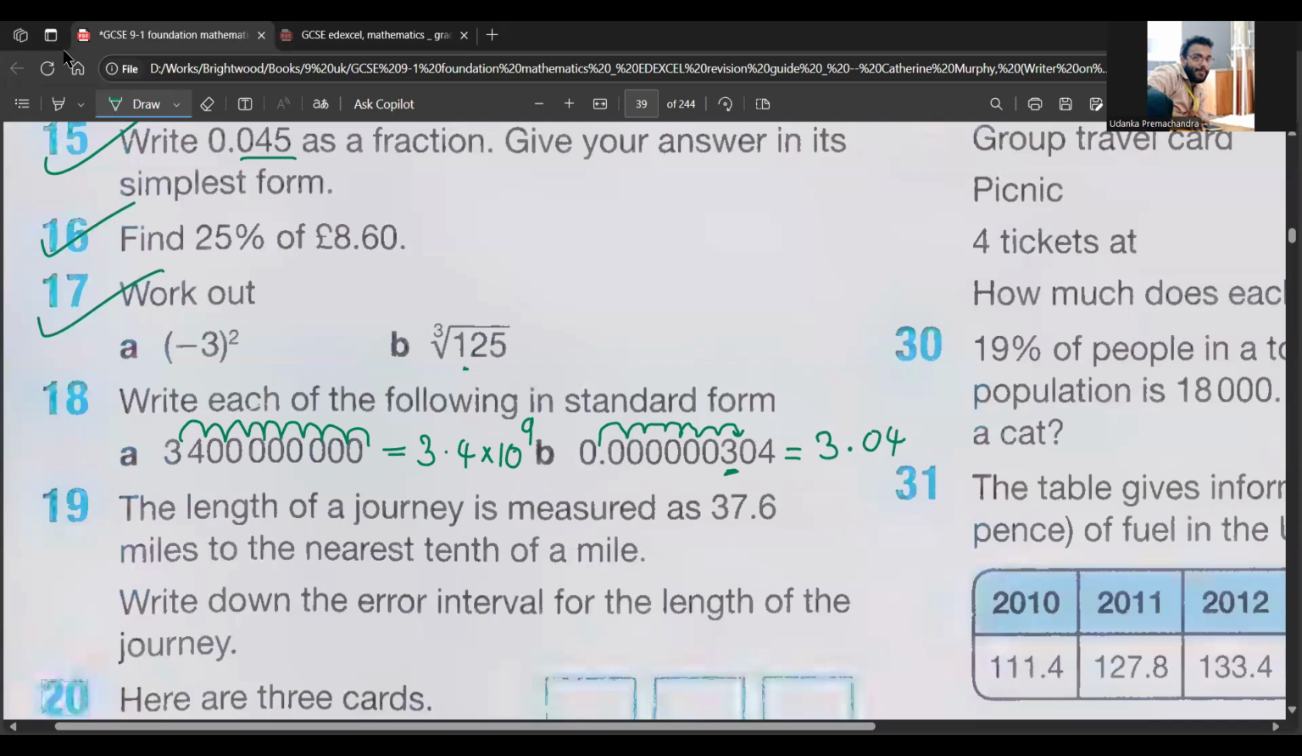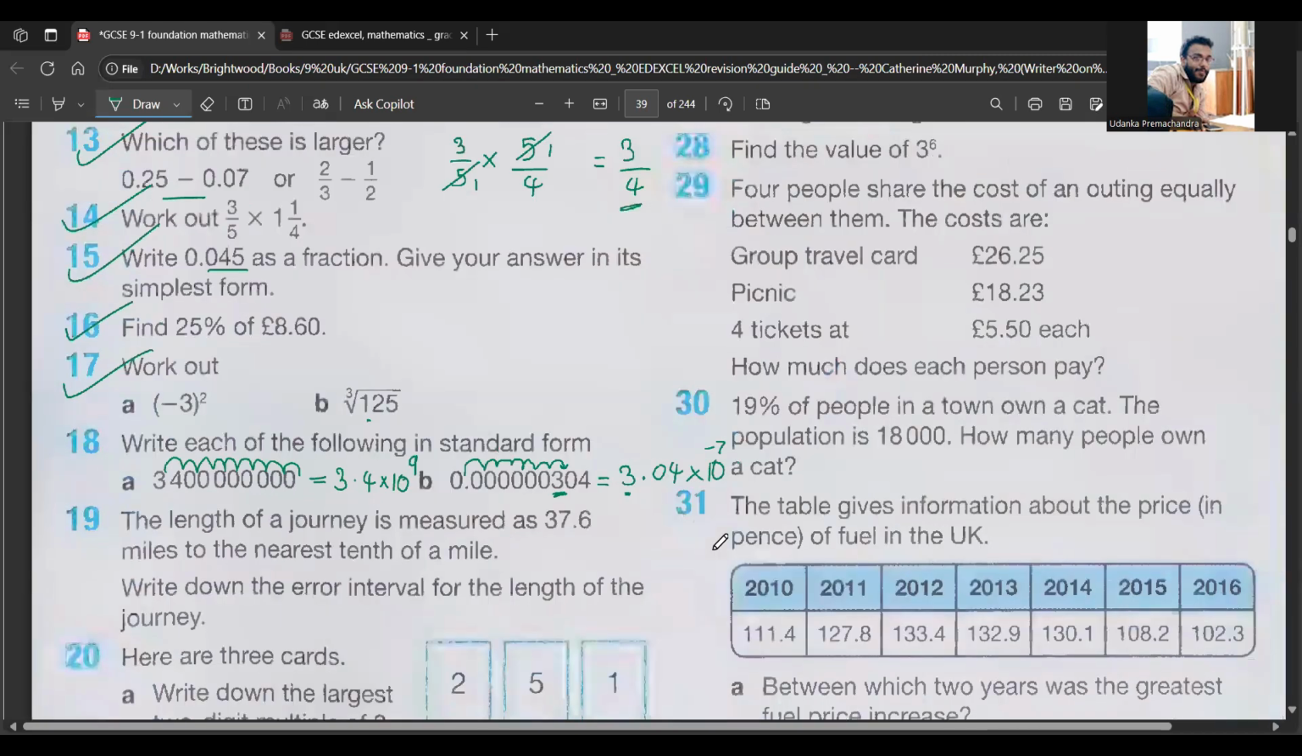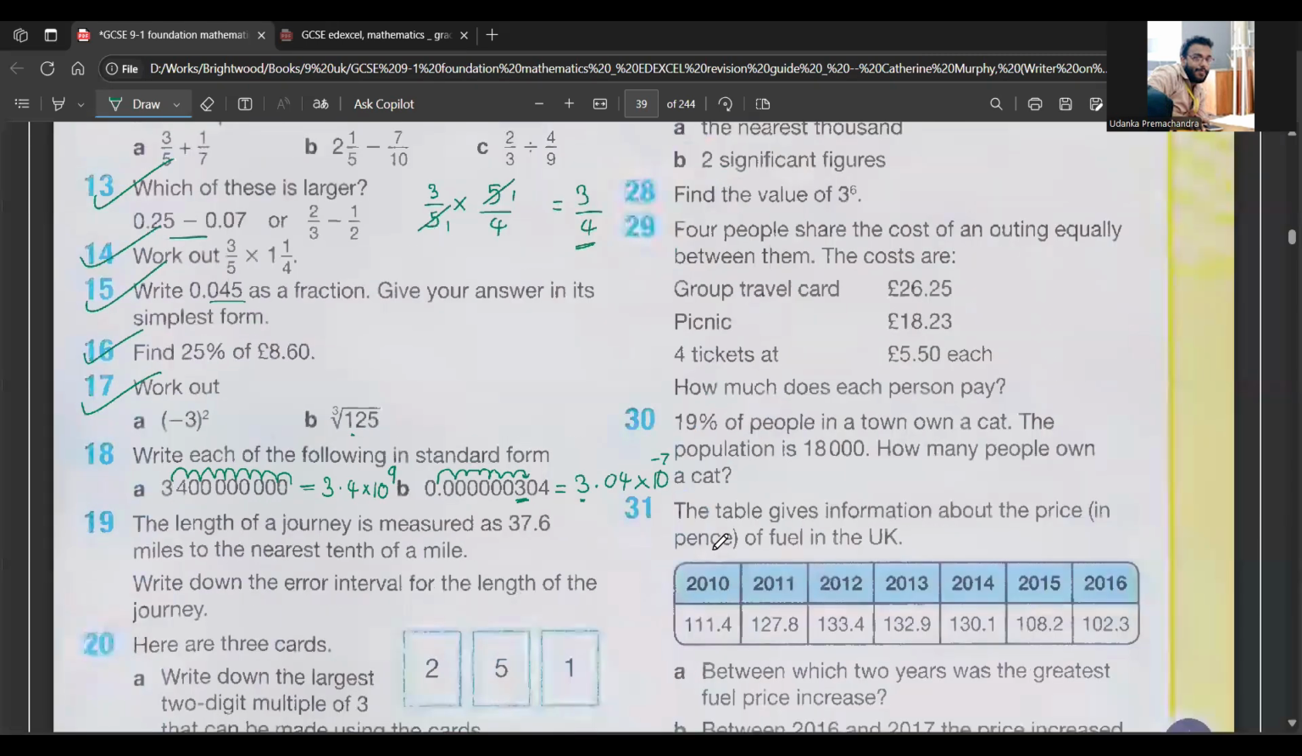Is that clear? 1, 2, 3, 4, 5, 6, 7. After that one, there are no more, okay? No movement, because you have to write it only between 0 and 10. I move 7 times, no? 1, 2, 3, 4, 5, 6, 7. So if you move to the right side, it should be minus 7. Is that clear? Okay, yes. Let's continue.